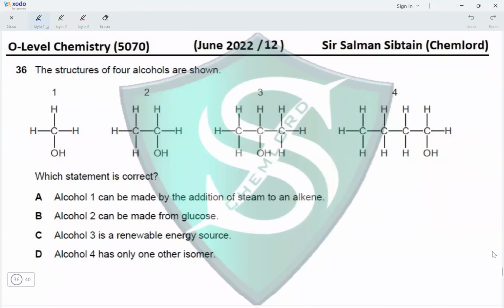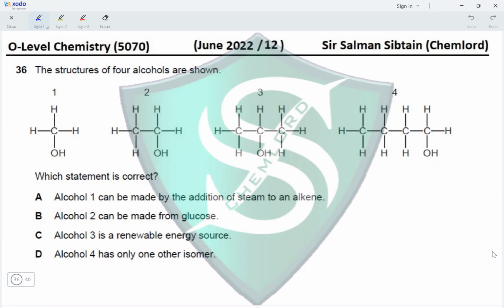Question 36. The structure of four alcohols are shown. This is the homologous series of alcohol: methanol, ethanol, propan-2-ol, and butan-1-ol. There are isomers present as well. Which statement is correct? Alcohol 1 can be made by the addition of steam to an alkene.